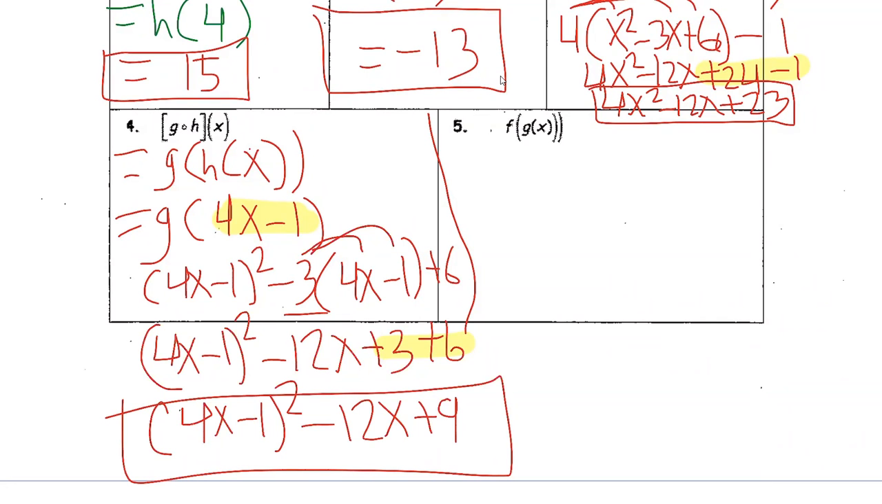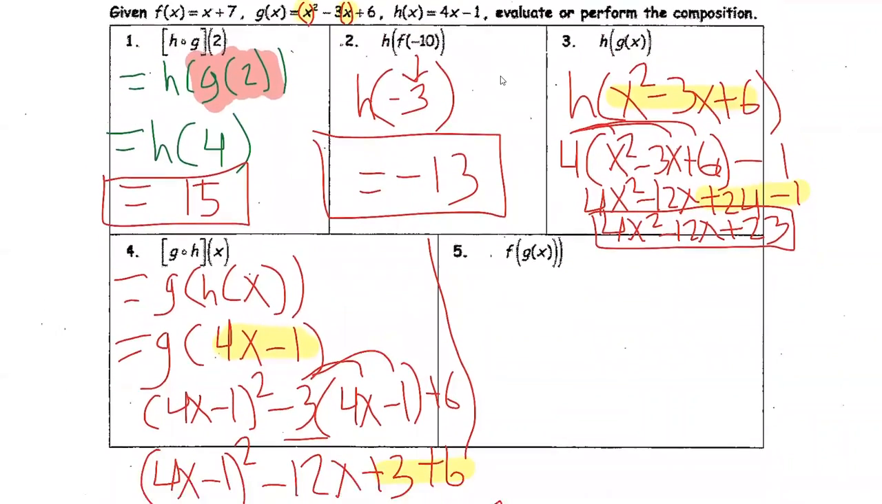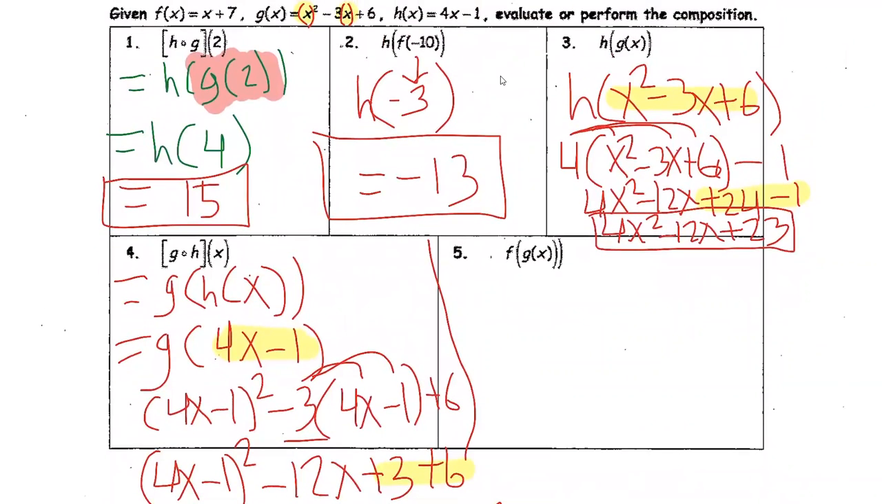All right, now let's look at one more. So f of g of x, like I said, figure out what the inside equals. g of x is this x squared minus 3x plus 6. So we really have f of x squared minus 3x plus 6.